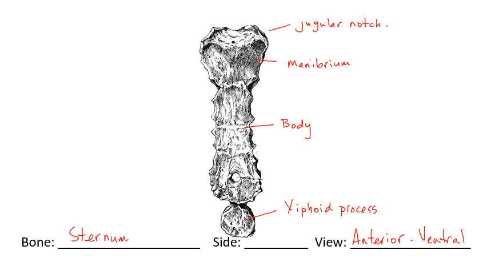I'm also going to point out something else here if you haven't noticed it. Right there. That's called the sternal foramen. It's a little hole, and when it is present, it can be used in some situations to identify the sex of the individual.